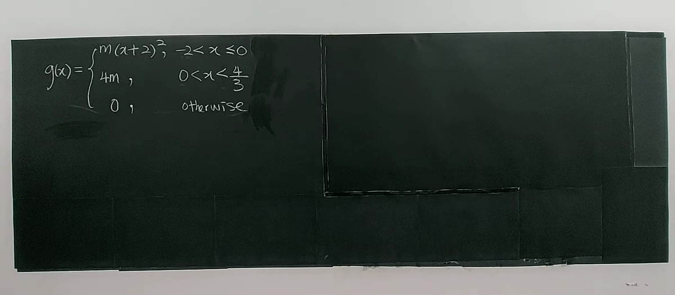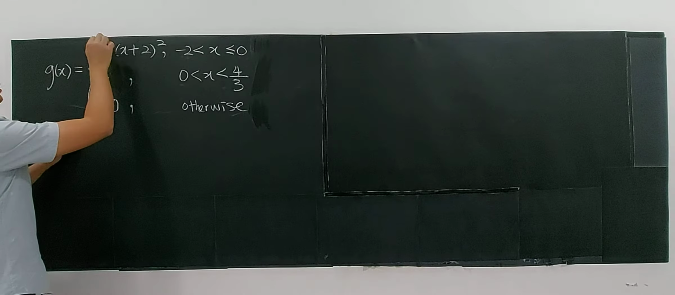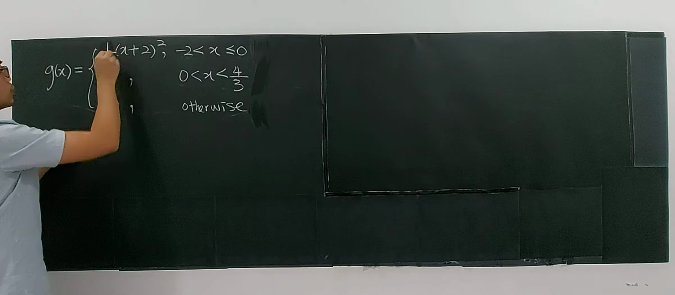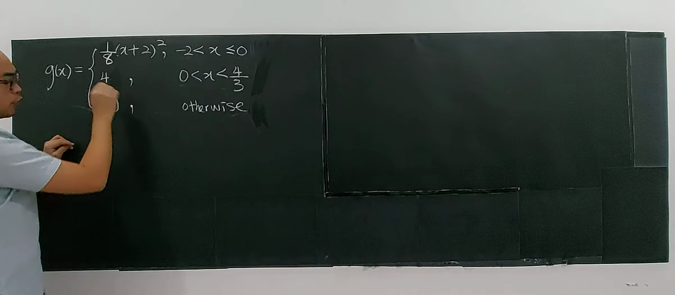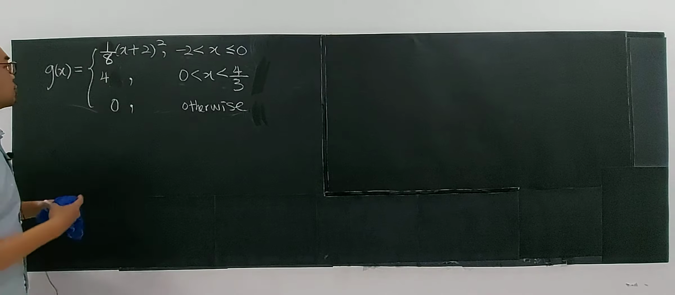So now we can replace the value of m here with 1 over 8, because we have known that this is 1 over 8. So 1 over 8 and 1 over 8, 4 over 8, right? This is 4m, 4 times 1 over 8. So you are getting the value of 1 over 2. So now we already have a probability density function.